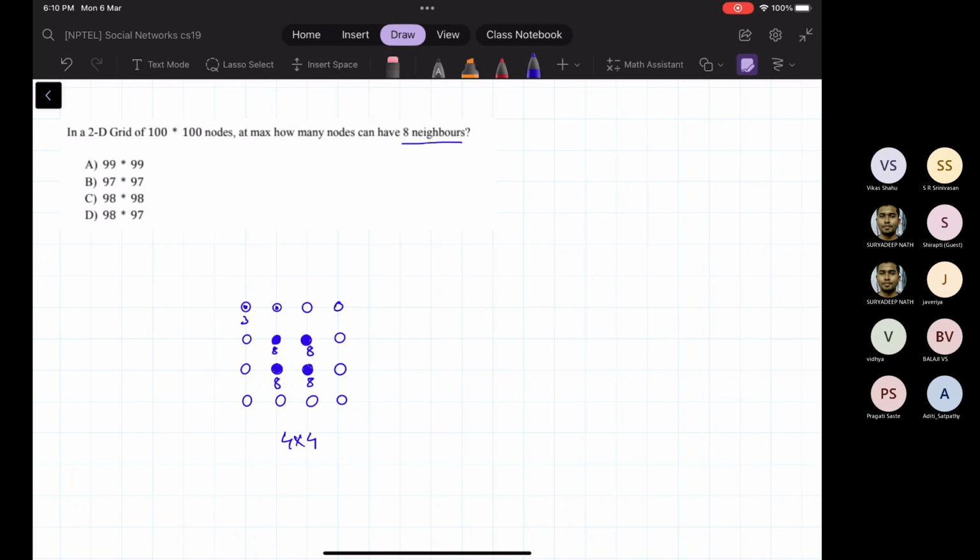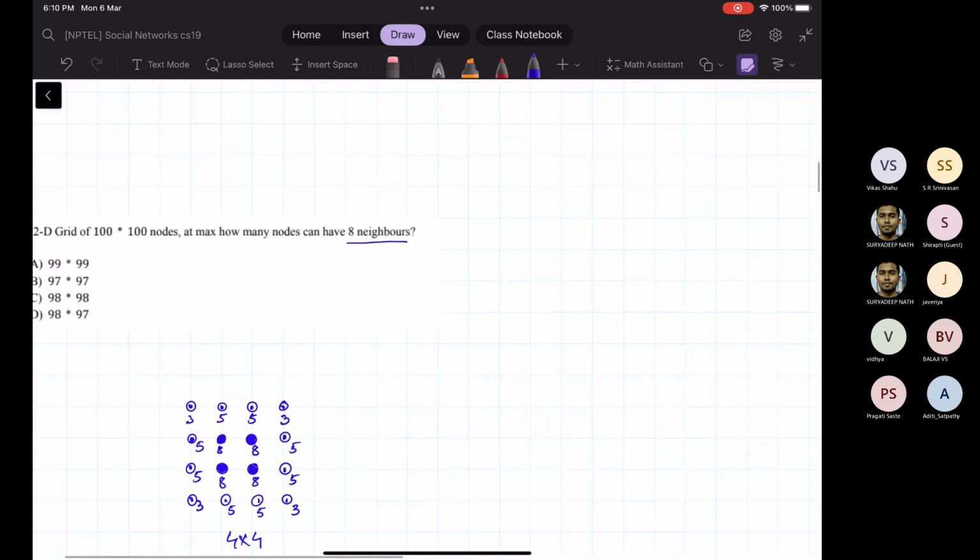This one is surrounded by 5 nodes. This one is surrounded by 5. This one is surrounded by 3. This node is surrounded by 5. This one by 5. This one by 3, this one by 5, this one by 5, this one by 3, this one by 5, and this one by 5.